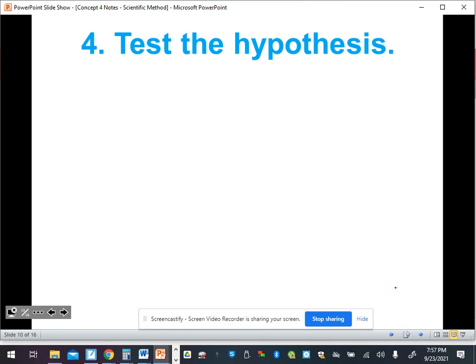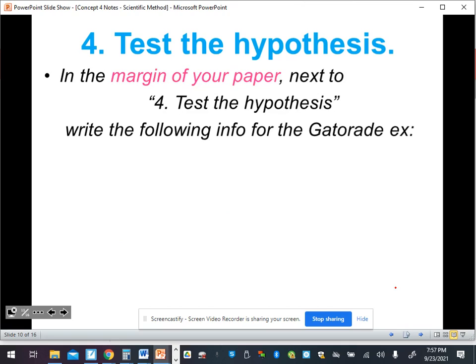Now, off to the side, it says in the margin of your paper, so this is to the left of that black line there, right next to where it says "test the hypothesis," write the following info for the Gatorade example. So you don't have to write any of this yet. You shouldn't be writing any of this. Here's what I want you to write.